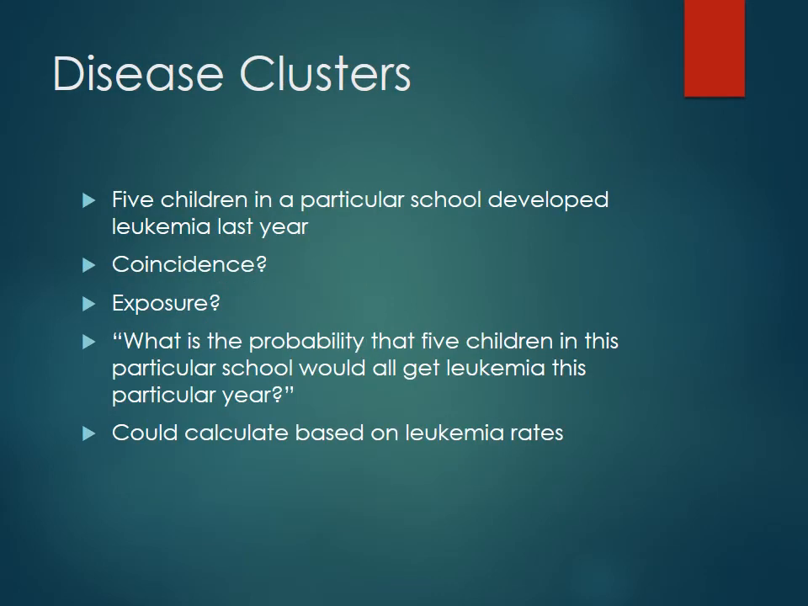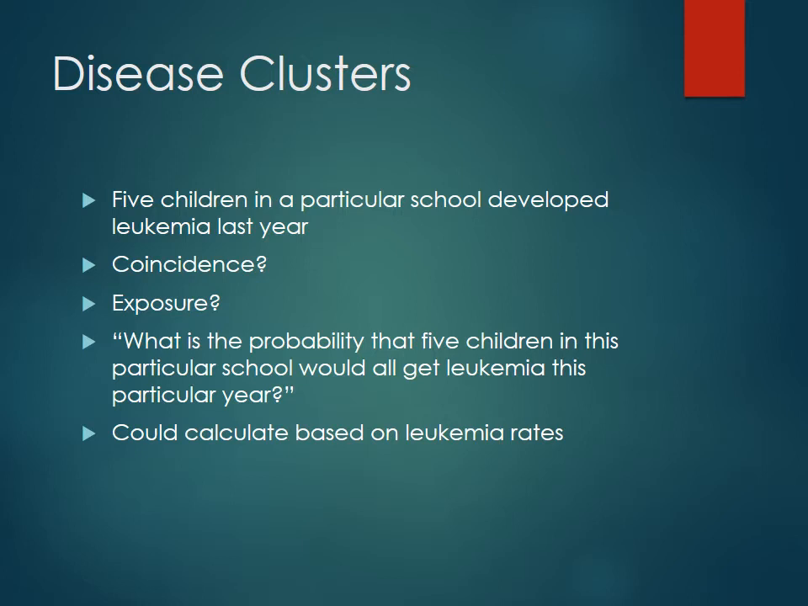One of the other issues that can come up when looking at multiple comparisons traps is the idea of disease clusters. So say, for instance, you have a particular school where 5 children developed leukemia last year. Now, it's easy for humans because we're really trained to look for patterns. We're trained to look for clusters of things. So is this a potential exposure that they all shared that led to this leukemia? Is there a particular coincidence that could have led to this?